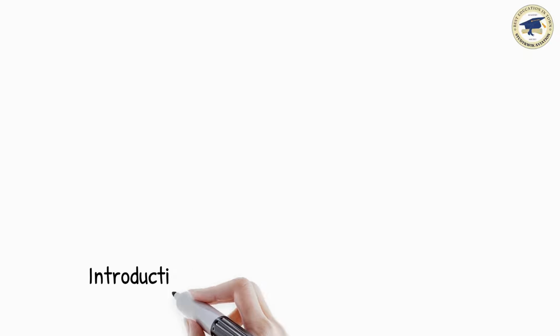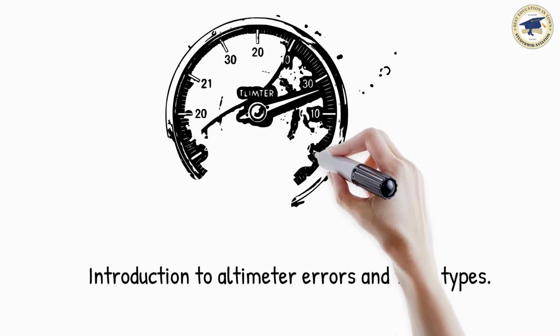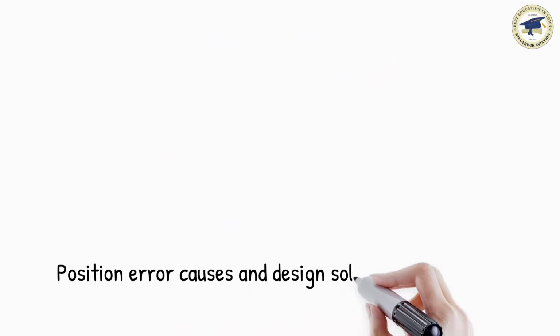Today we explore altimeter errors: instrument, pressure, position, maneuver, lag, barometric, and temperature. Instrument error comes from friction or imperfections. It increases with altitude, especially in sensitive altimeters. Position error happens due to airflow turbulence near static vents.